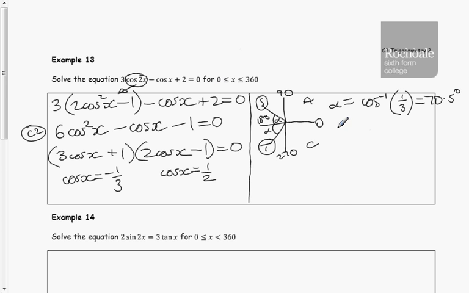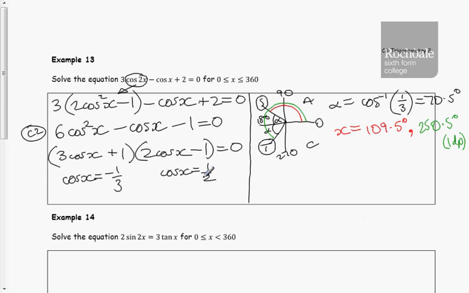So the two solutions from this possibility are x is, so measuring from 0 on the cast diagram, that first angle there, which is going to be 180 minus 70.5, so that's 109.5 degrees. And the other one, again going back to 0 on the cast diagram, will be 180 plus alpha. So 180 plus 70.5, 250.5 degrees. I've rounded those to one decimal place.